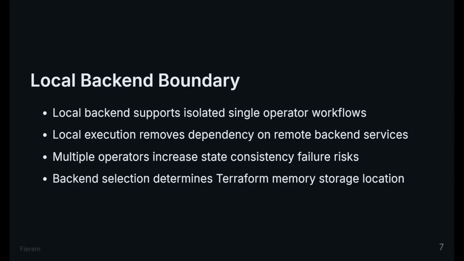Local backend is useful for learning and isolated experiments. It keeps setup small because no remote service is required. It becomes fragile when multiple operators need one state record. The outcome is a clear boundary: local for solo, remote for teams. Backend choice controls where Terraform memory lives.